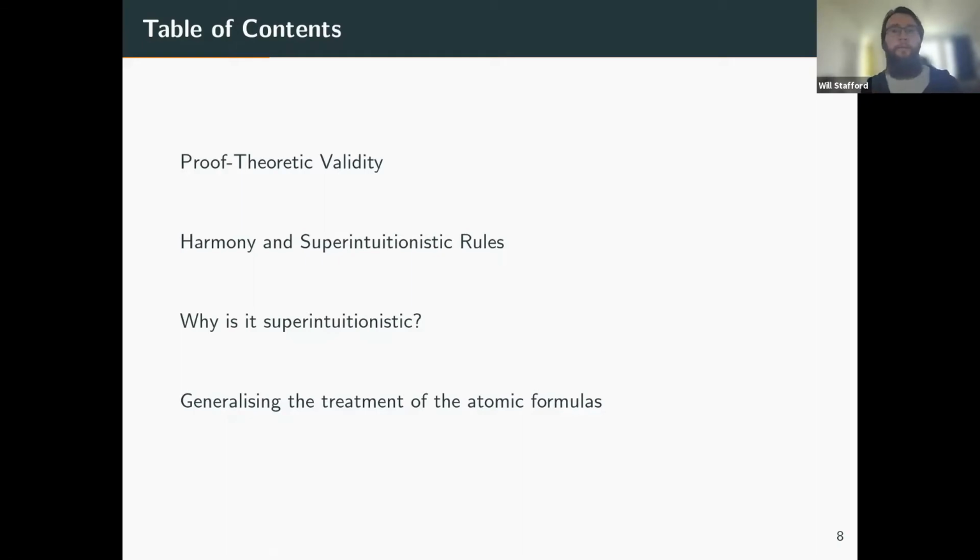Maybe even worrying. Then I'm going to look at why it is that we get these super-intuitionistic validities, and I'm going to try and illustrate how the atomic formulas are having a kind of large role in what's going on here. And then finally, I'm going to suggest a generalized treatment of the atomic formulas and sketch a proof, very sketchy, drawing the outline of how we would show that the resulting system does capture intuitionistic logic.